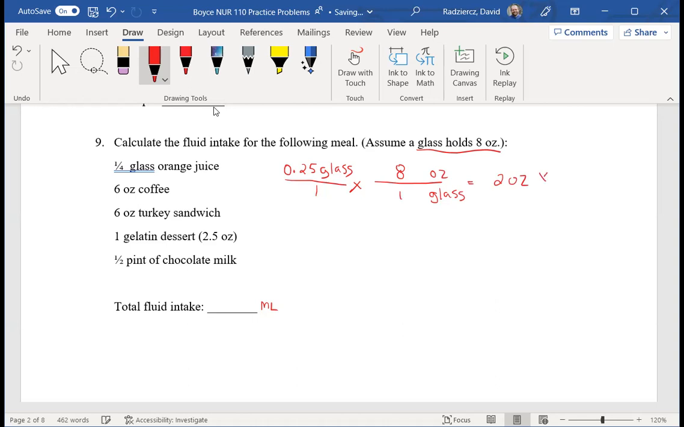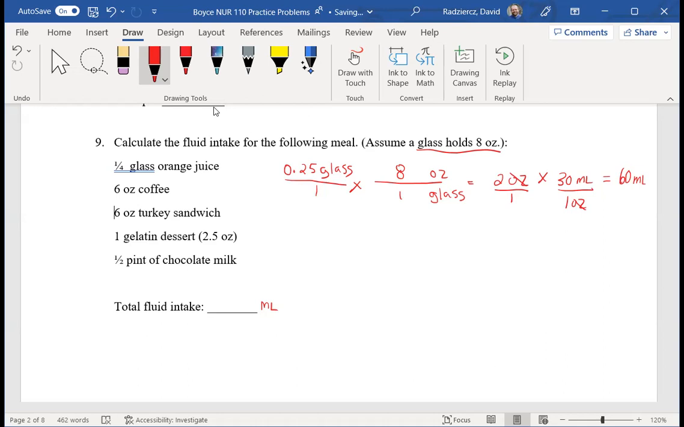And then all you have to do here is, now that you have ounces, just multiply by the 30 milliliters. And then if you need to see it from a dimensional analysis standpoint, that's what that looks like. But for all these, you're just multiplying by 30. So the first one would be 60 milliliters of orange juice.